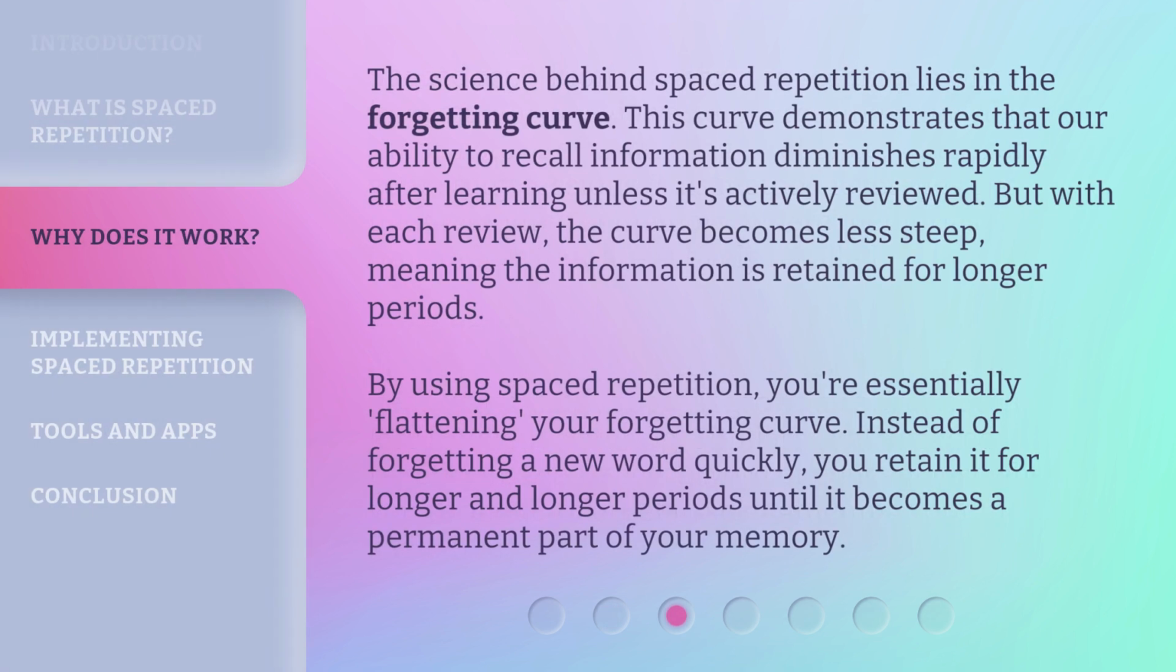The science behind spaced repetition lies in the forgetting curve. This curve demonstrates that our ability to recall information diminishes rapidly after learning unless it's actively reviewed. But with each review, the curve becomes less steep, meaning the information is retained for longer periods. By using spaced repetition, you're essentially flattening your forgetting curve. Instead of forgetting a new word quickly, you retain it for longer and longer periods until it becomes a permanent part of your memory.